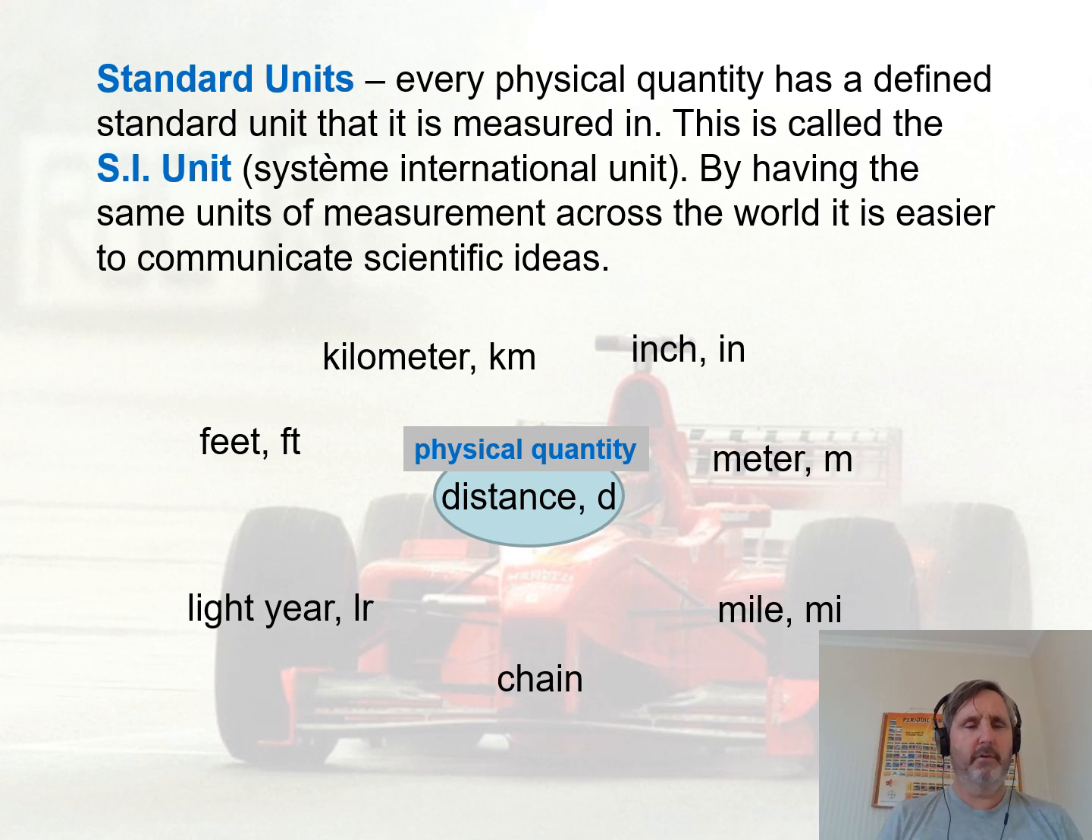A foot was defined as the length of a person's foot. A mile was defined as so many feet. I don't remember how many that is off the top of my head. A chain, interestingly enough, is 66 feet or 22 yards. And interestingly, the length of a cricket pitch from the stumps to the stumps is defined as 22 yards or one chain.